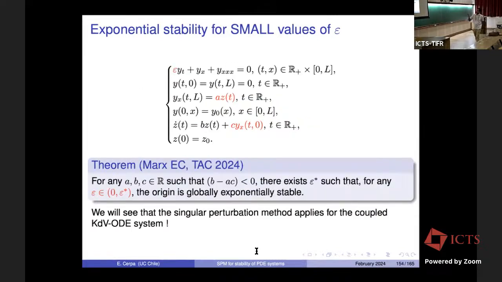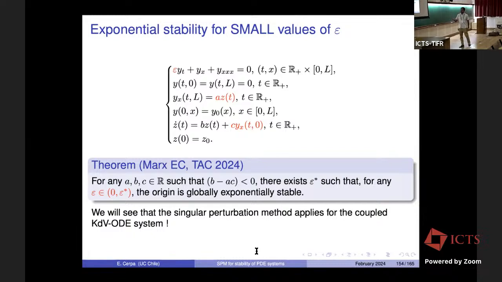Okay. So for a small epsilon, here we are applying our singular perturbation method to the KdV ODE system. We have again, of course, the same system. There's no changes. And our theorem for that was: for any a, b, c such that b minus ac is less than 0, which is the condition for the subsystem to be stable, we can prove that the system is globally exponentially stable. This is a linear system, exponentially stable for any epsilon small enough, as we have already done several times during these lectures.